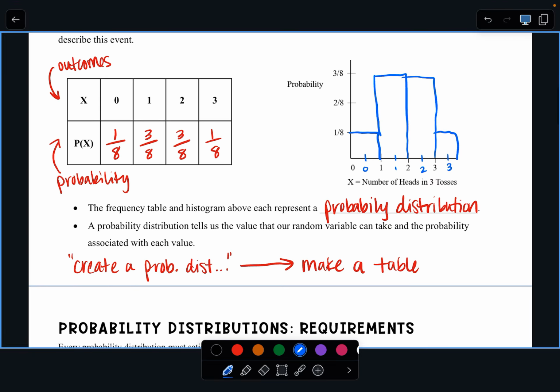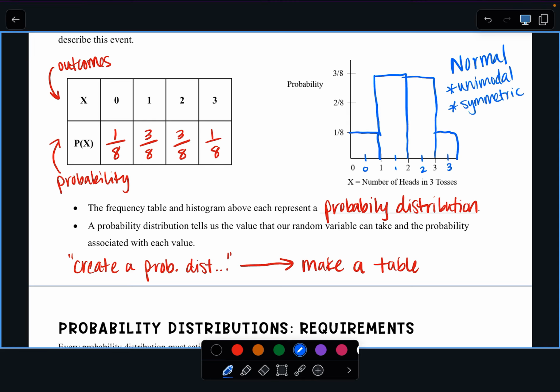Just to loop in some language, this is a normal distribution. That means it is unimodal and it is symmetric. That is not always true for every probability. Sometimes your chance of something happening decreases as you continue on. Sometimes it increases, but it all just depends on the situation. So this is a probability distribution. Don't overthink it. It is literally just make a table. Organize your outcomes, organize your probabilities.